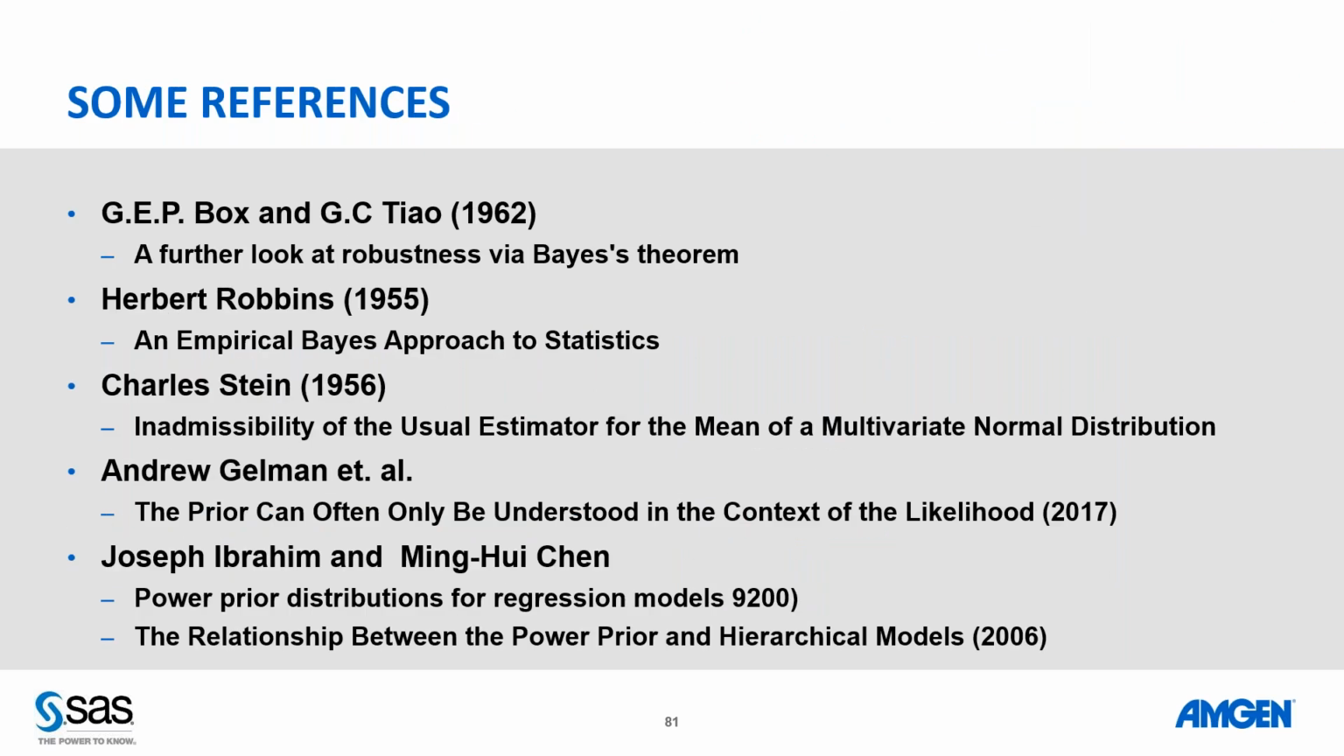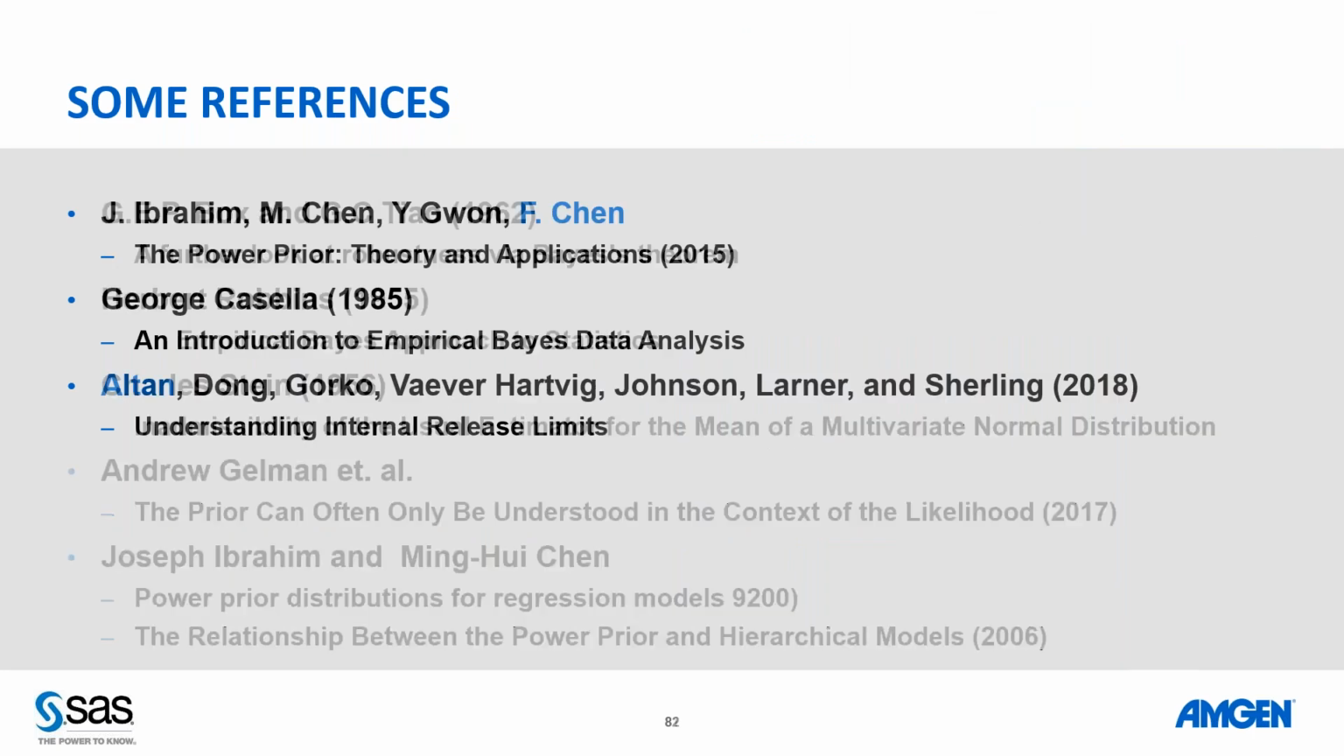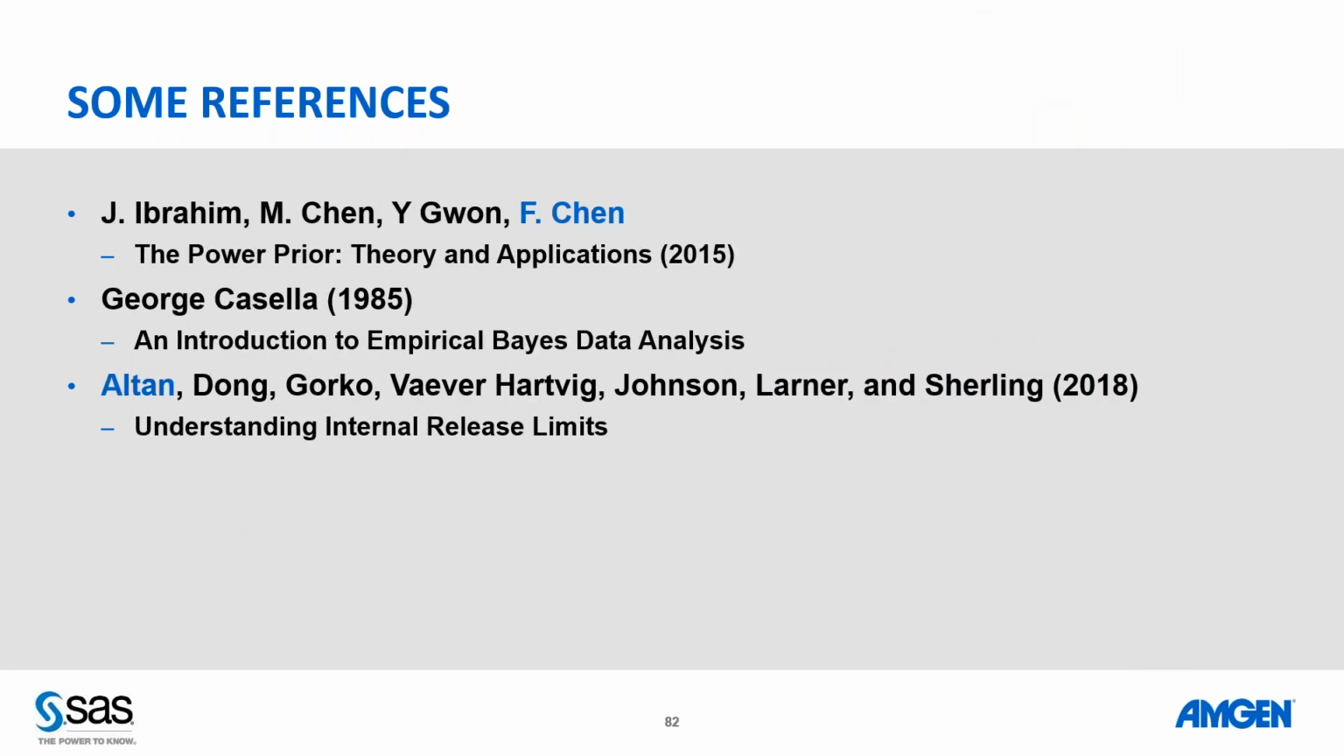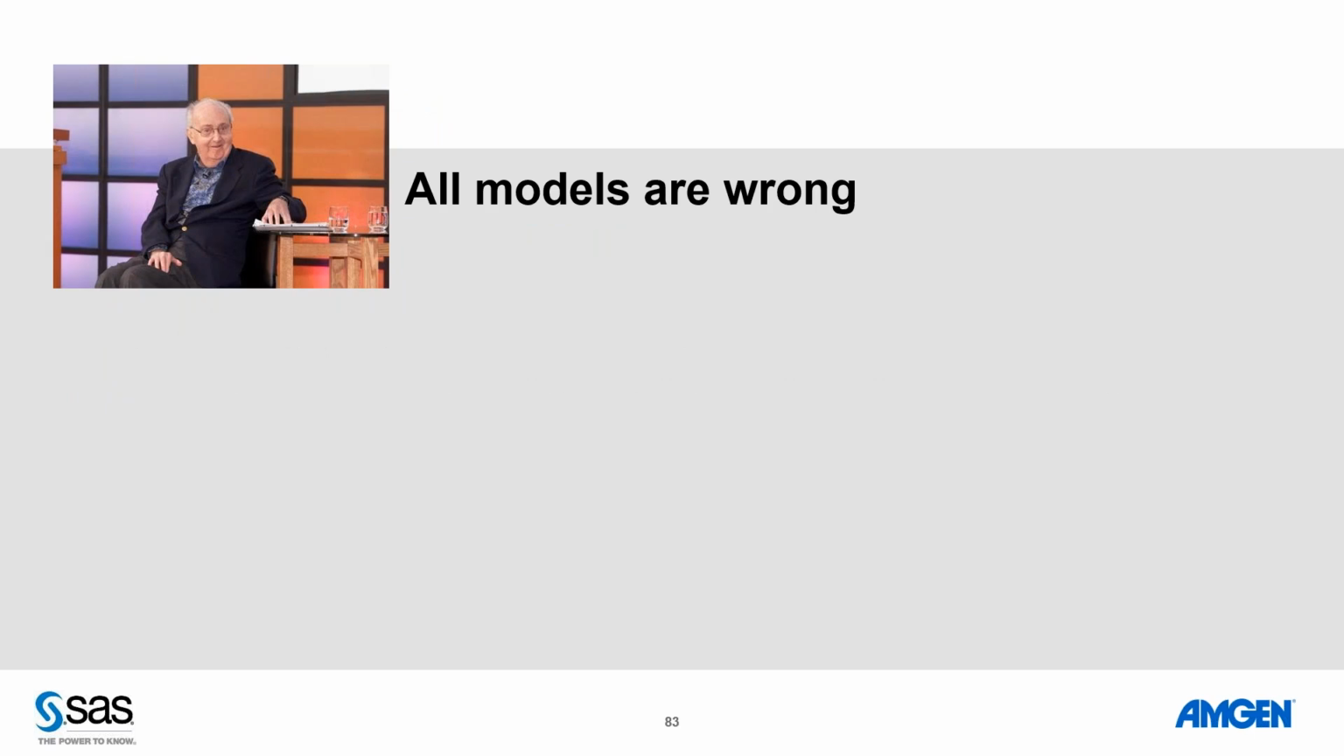Some of the references here for you: the paper by Robbins for the empirical Bayes, and this is the paper by Chang, a very nice paper on the power prior. It goes through all the details. And that's the paper by Stan Alton on the release limits. And then we just want to finish with Professor Box.